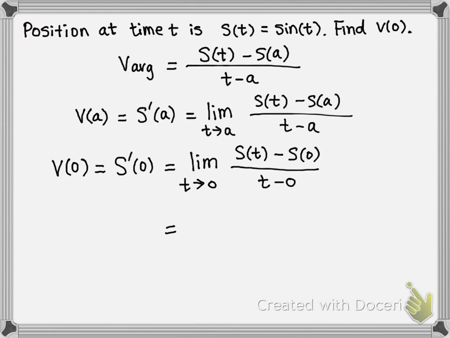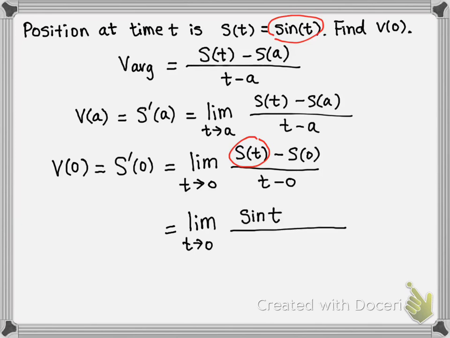You don't stop at this point because there's no evaluation you can do. What we usually do when we evaluate a limit and we have a function is plug in the expression of the function. So what is the expression of the function? It is sine of t. So you continue and you say s of t is sine of t.